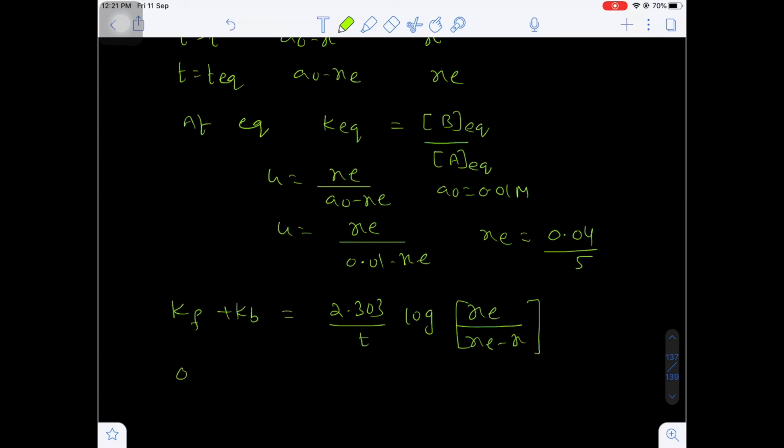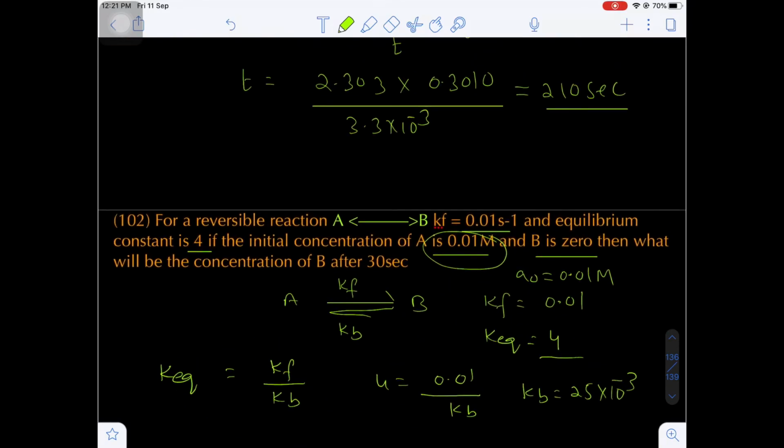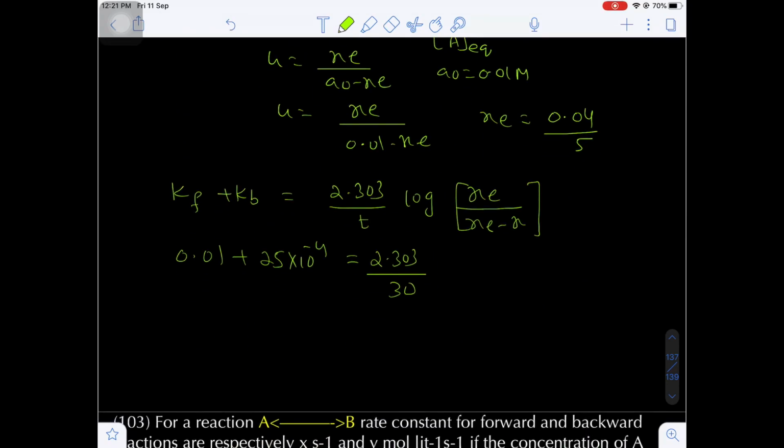Now here Kf value 0.01 and Kb value 25 into 10 raised to minus 4 equal to 2.303 by time, which is given as 30 seconds. In the question, time is given as 30 seconds. Okay. Now logarithm of what will be the Xe value? 0.04 by 5 divided by Xe, that is 0.04 by 5 minus X. We have to find the X value.